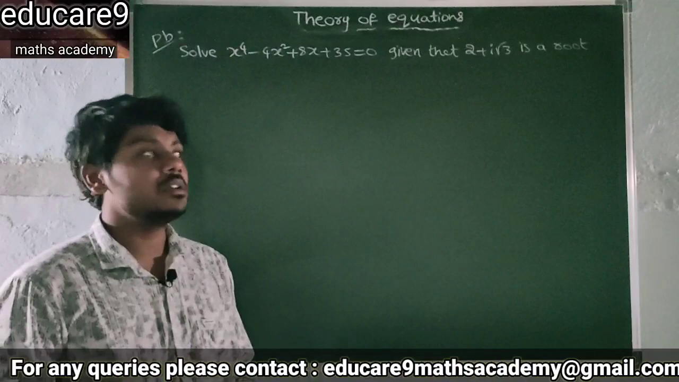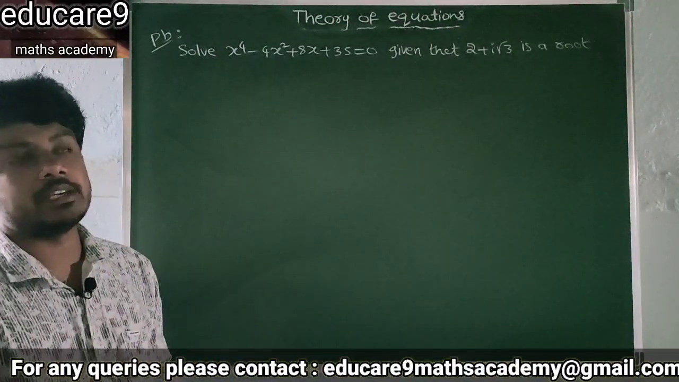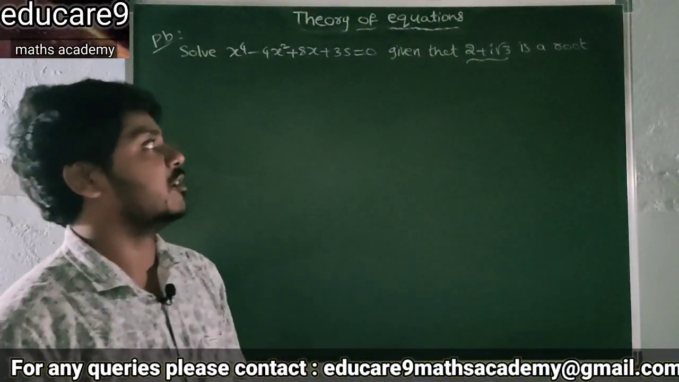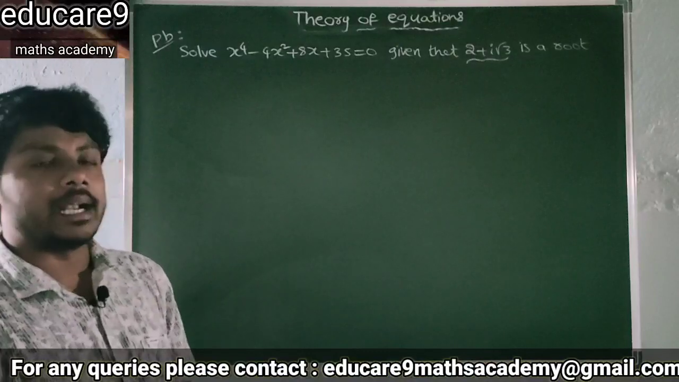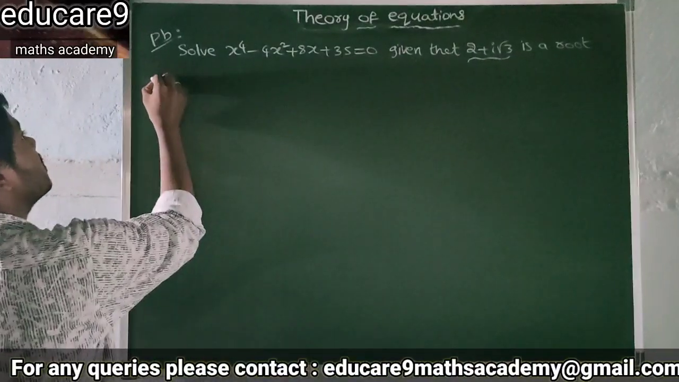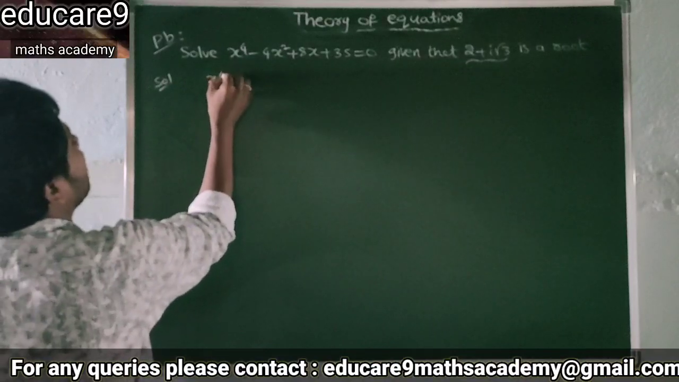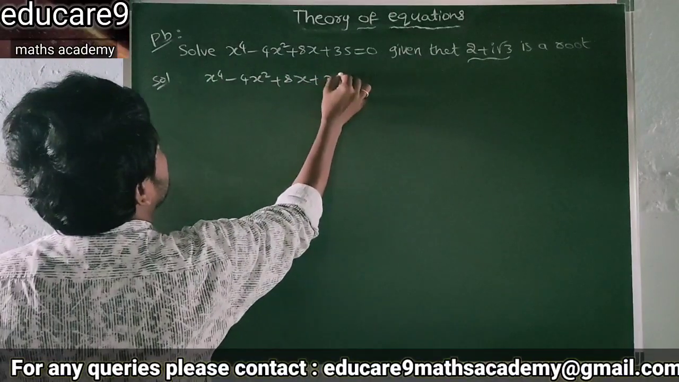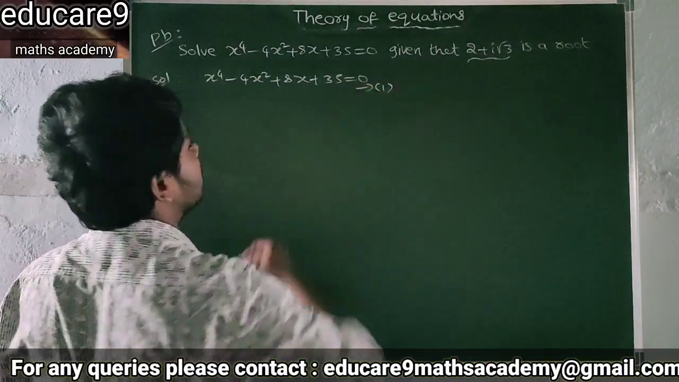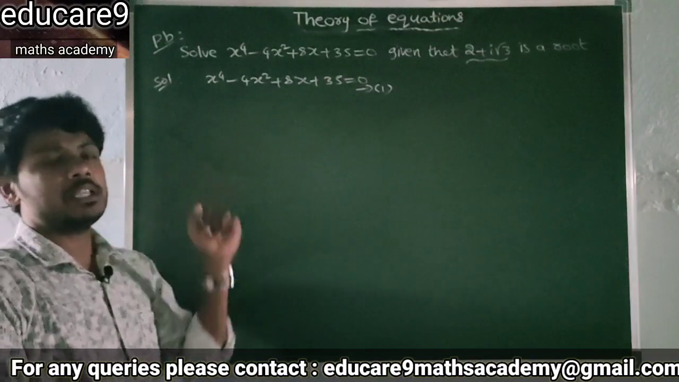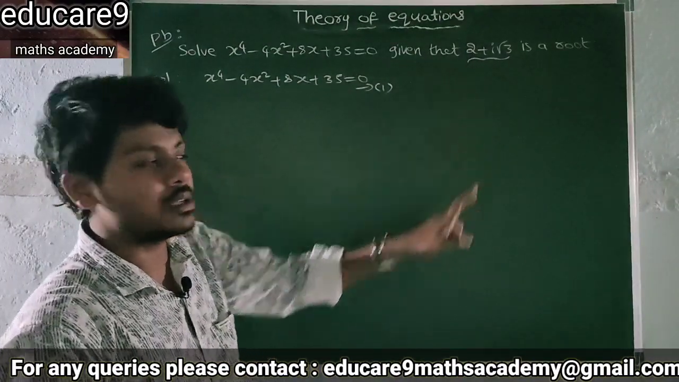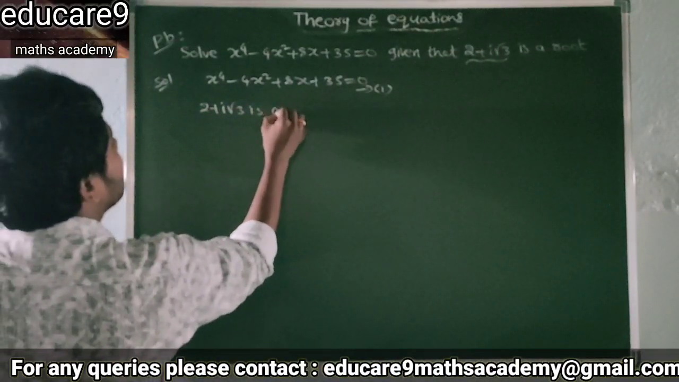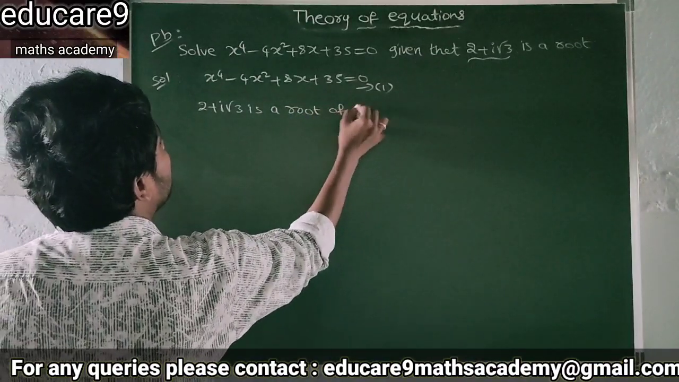So see the next question. Solve the 4th degree polynomial equation, given that 2 plus i root 3 is one of the roots, then find the remaining roots. Solution. So the given polynomial is x power 4 minus 4x square plus 8x plus 35 equals 0. This is the equation. And one of the roots of this polynomial is 2 plus i root 3.